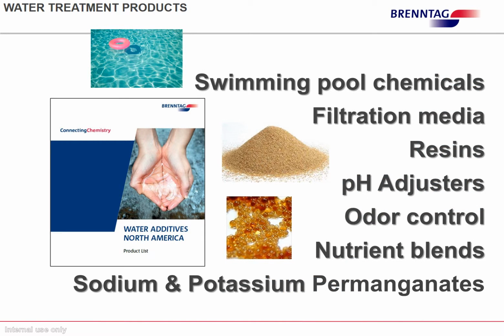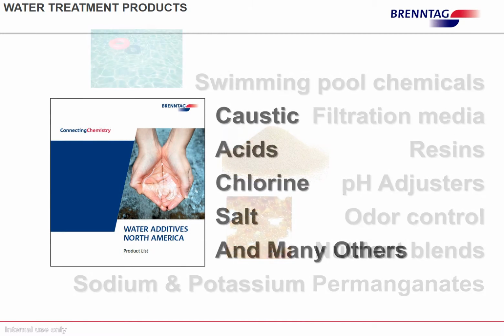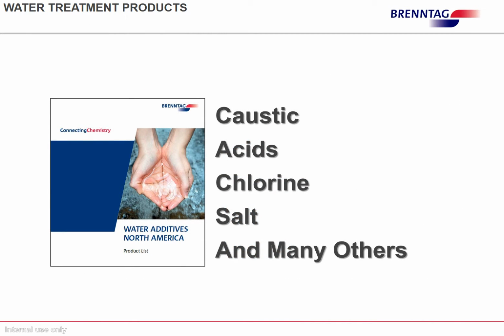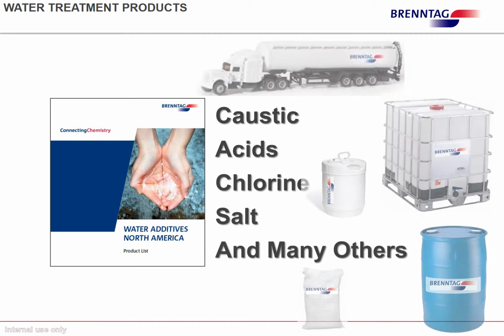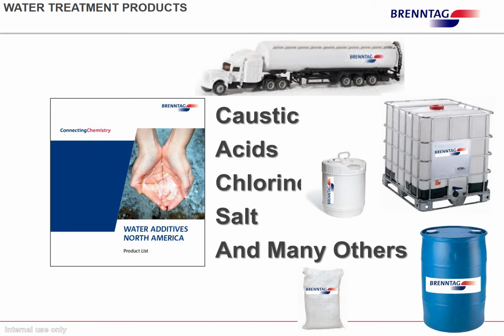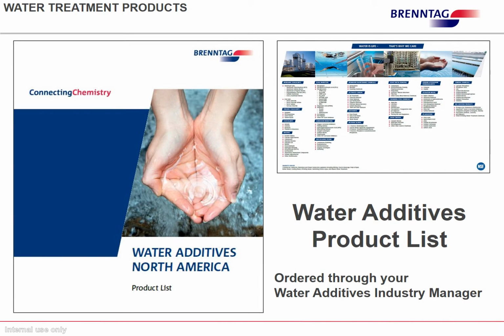We have swimming pool chemicals, filtration media, resins, pH adjusters, odor control, nutrient blends, and a variety of permanganates available to our customers. Likewise, we also have many of the commodities that many of your customers will need in a variety of different packages, whatever your customer needs from Brenntag. Again, this is called the North American Water Additives Product List and is available from your Water Additives Manager. Highly recommend getting this to help you guide your customer through the offerings that Brenntag has for the water market.